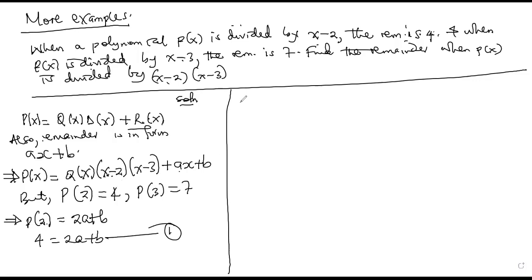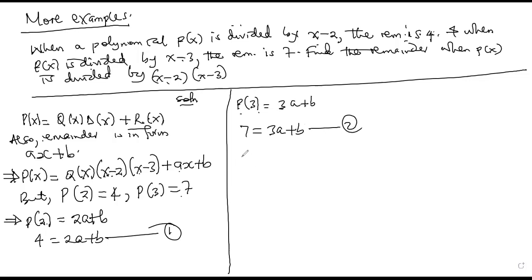Substitute by 3. When you put in 3, P of 3 is equal to, when you put here 3 minus 3 would be 0. The whole of this would be 0. So it will be 3A plus B. But P of 3 is equal to 7. So 7 is equal to 3A plus B. And I call this my equation 2.